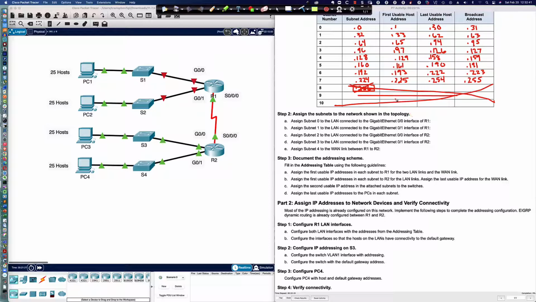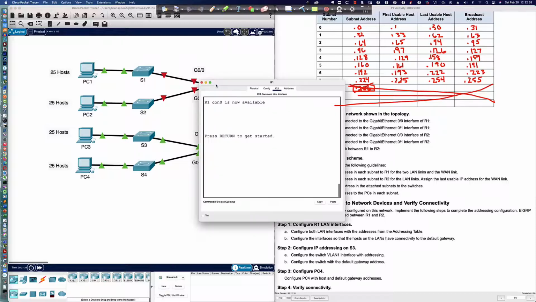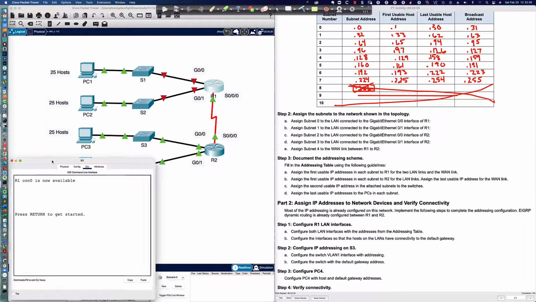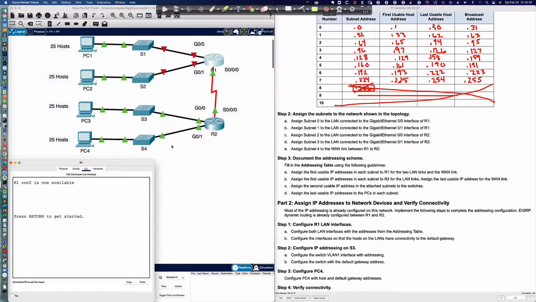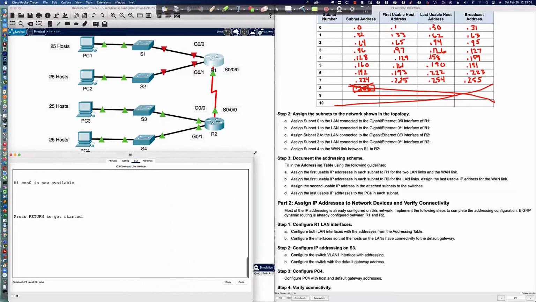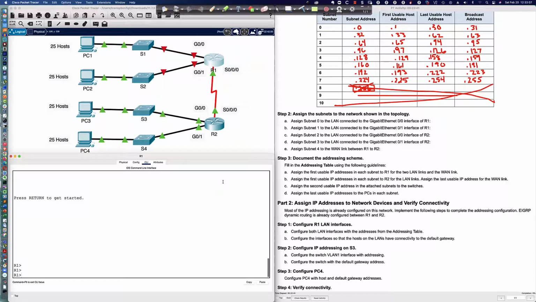So now is when the rubber meets the road, because now it's time to start assigning things. So let's dive in here. Assign subnet 0 to the LAN connected to the gig 00 interface of router 1. And I like how they label it so we don't have to mouse over it. So here it is right here. Well, let's click on router 1. Let's give ourselves some room with which to work, sort of a larger canvas here. And let's see what's configured right now. So show IP interface brief.